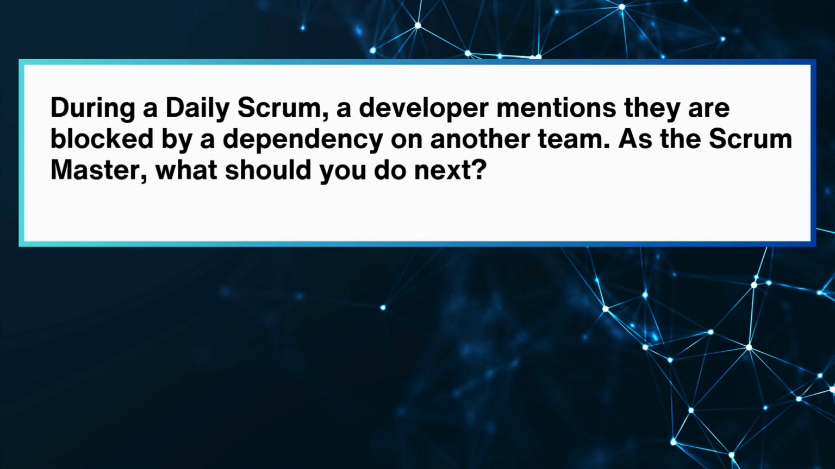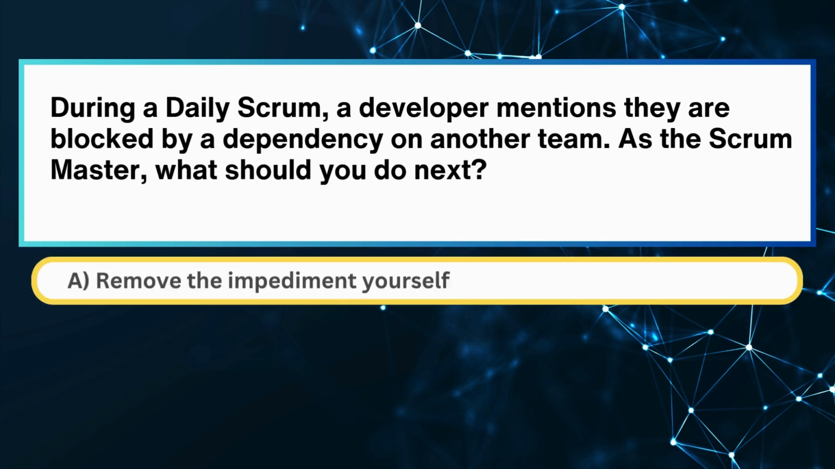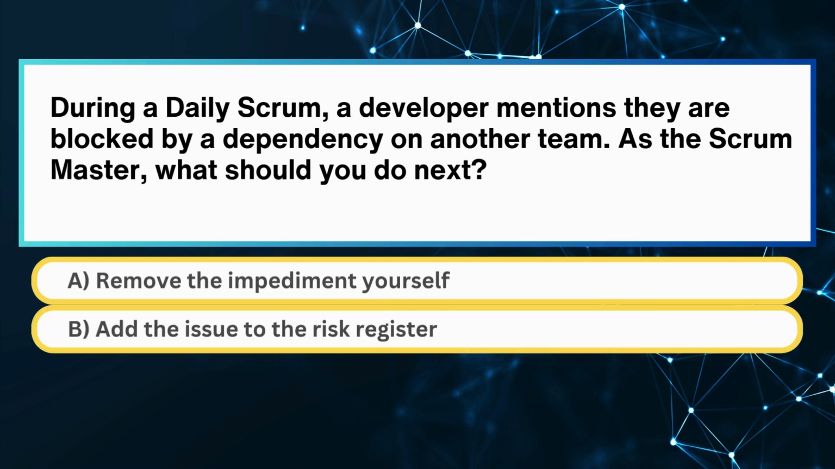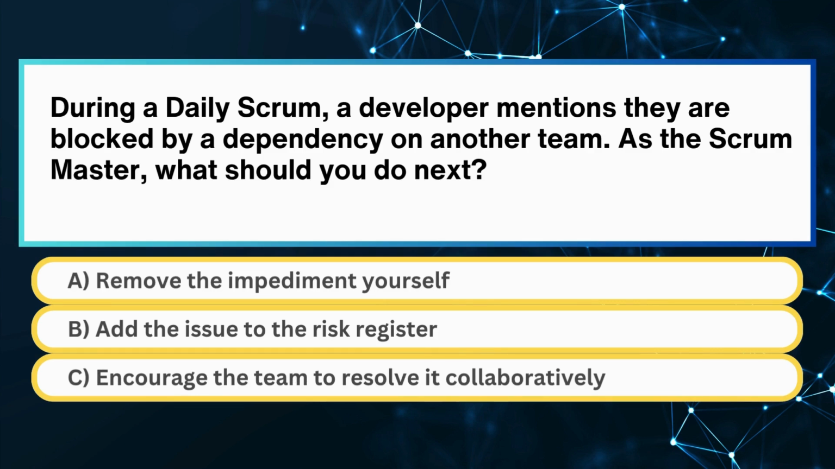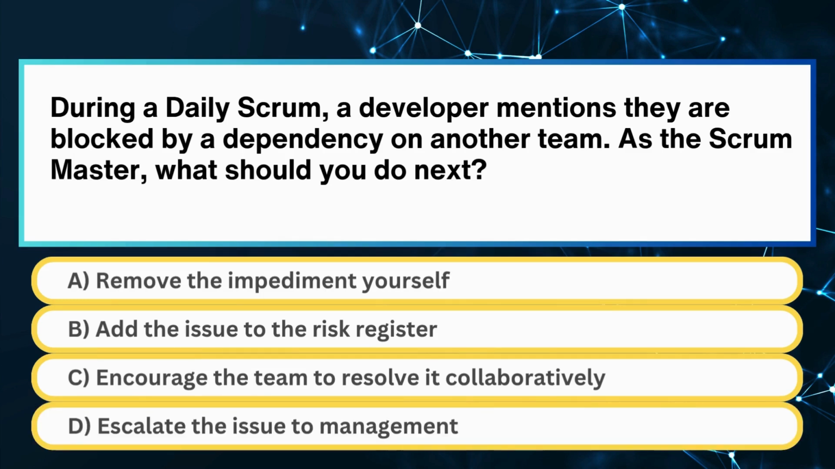During a daily Scrum, a developer mentions they are blocked by a dependency on another team. As the Scrum Master, what should you do next? Is it A. Remove the impediment yourself, B. Add the issue to the risk register, C. Encourage the team to resolve it collaboratively, or D. Escalate the issue to management?